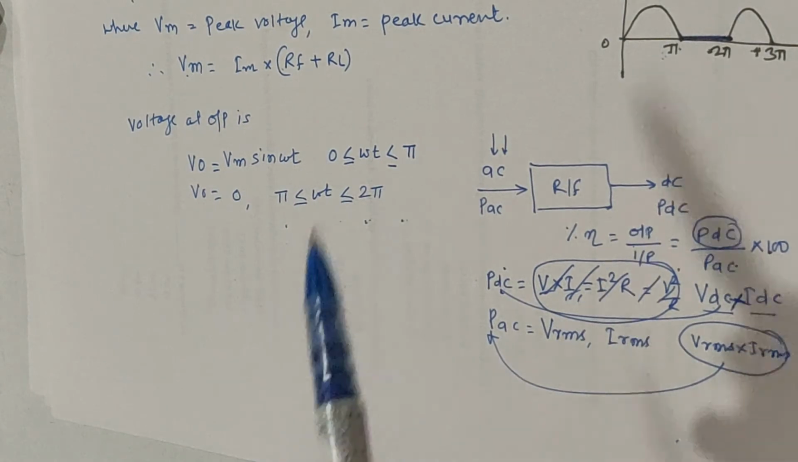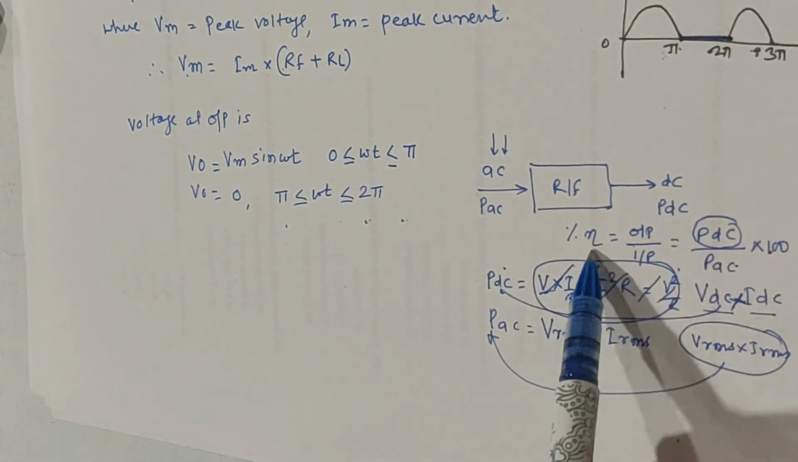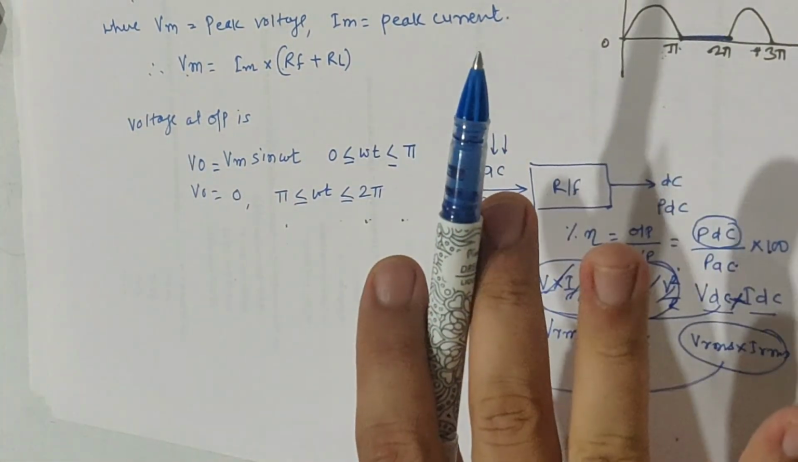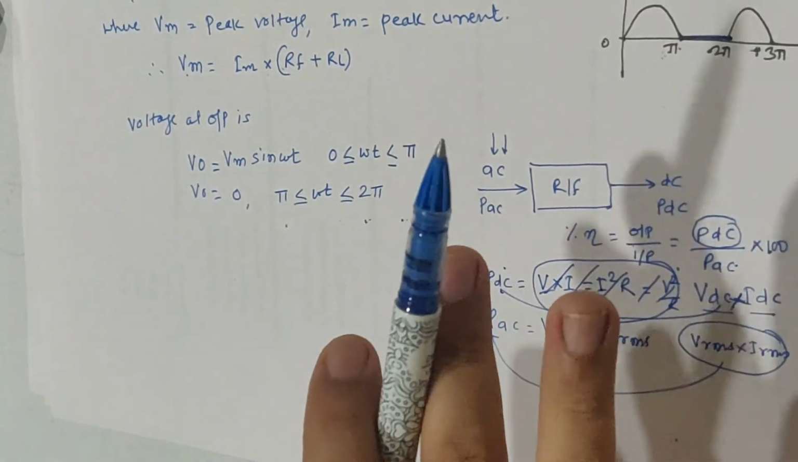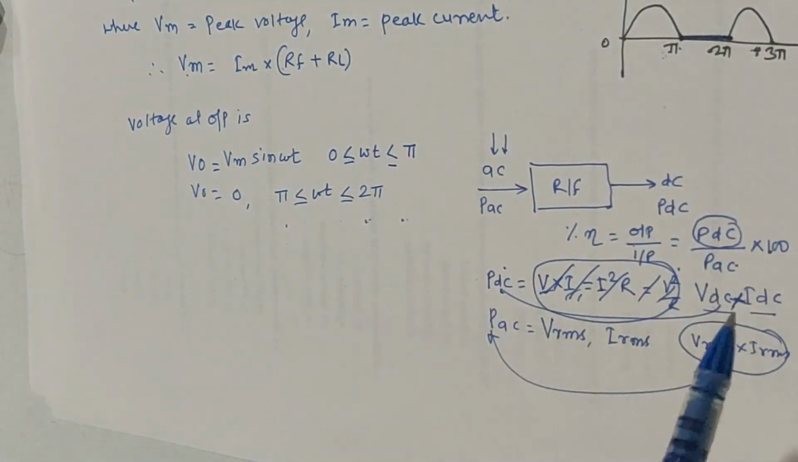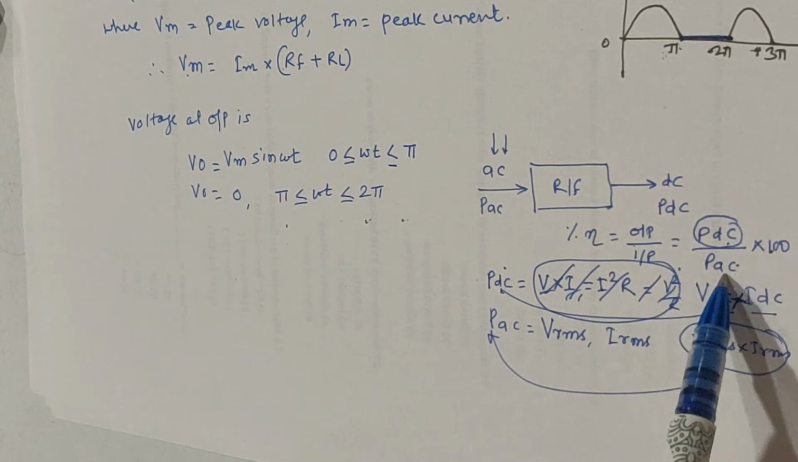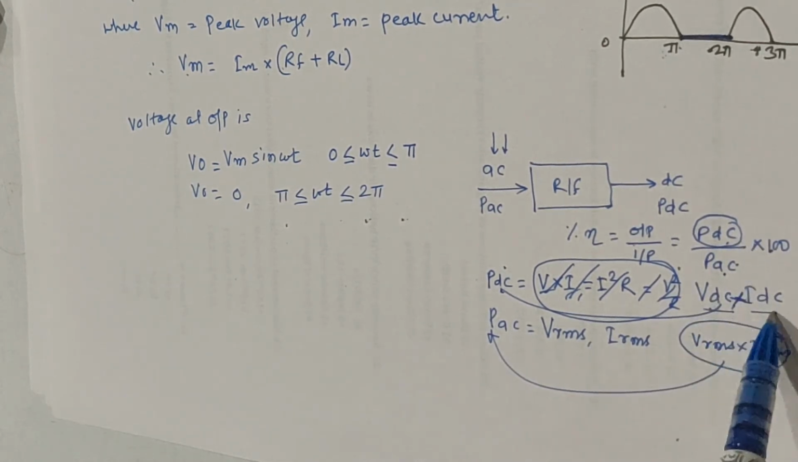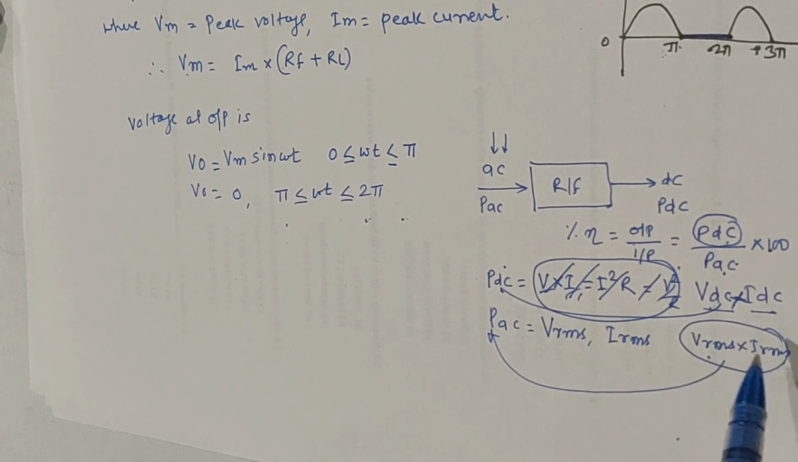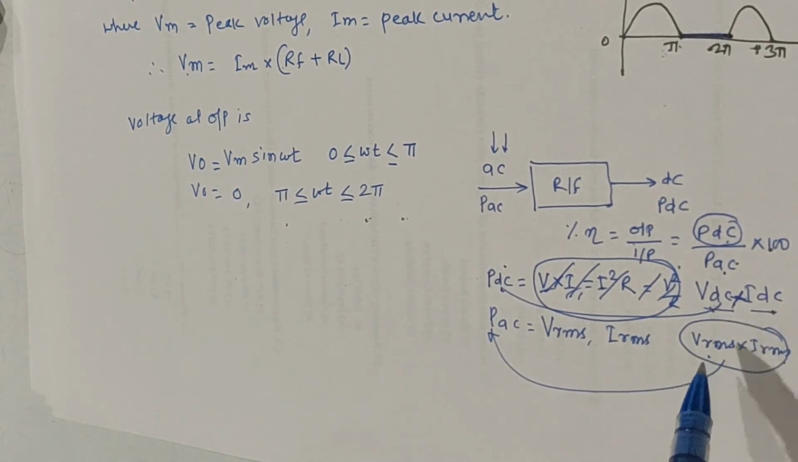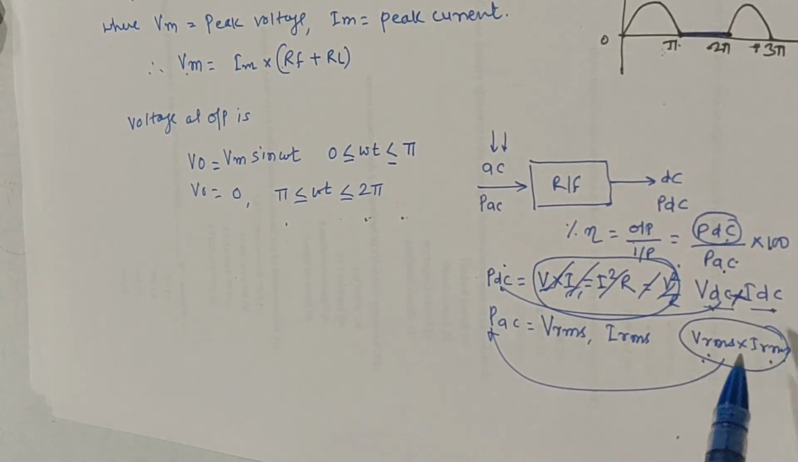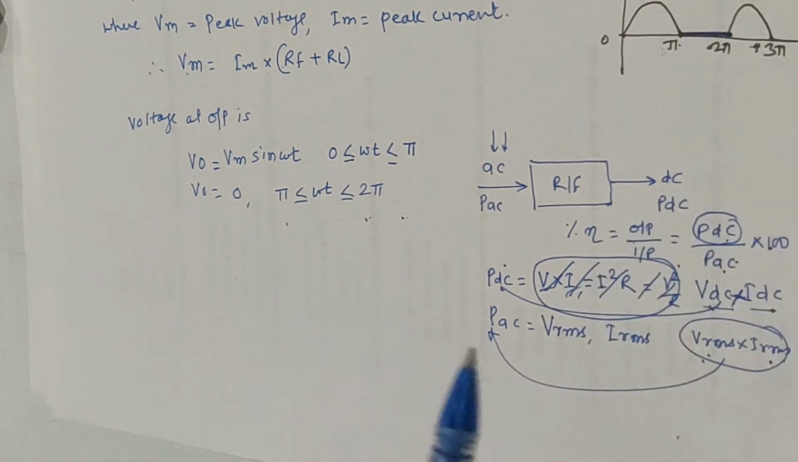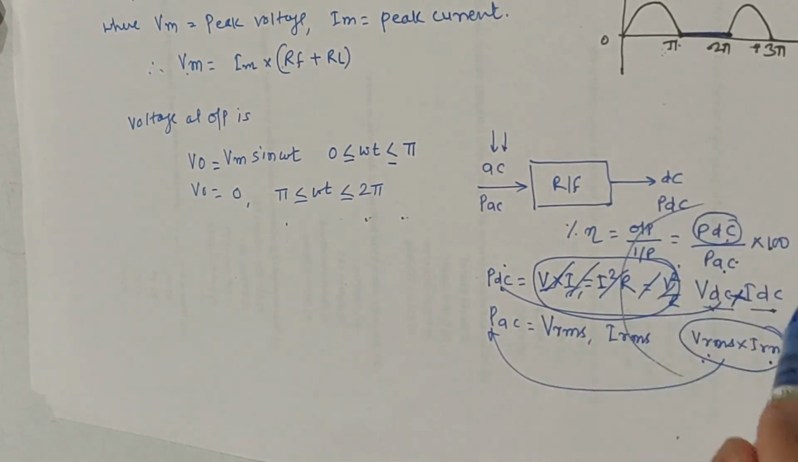Again, I need the efficiency value to decide whether this system is working fine or not. For that purpose, I will be in need of PDC and PAC, and to calculate PDC and PAC, I will be in need of VDC and IDC, VRMS and IRMS, meaning DC voltage and current, AC voltage and current. So my analysis starts by calculating these values.